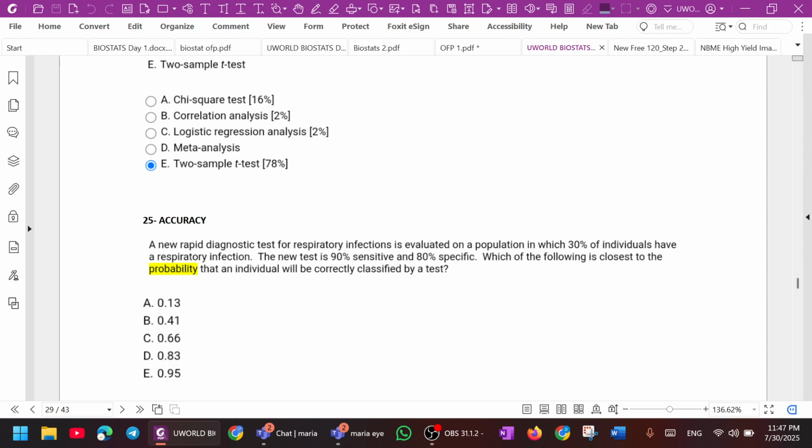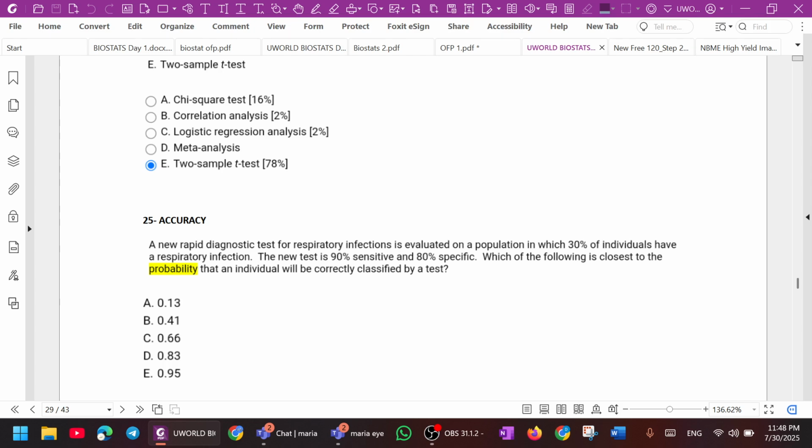Okay. It is true positive plus true negative over all of them: true positive, true negative, false positive, false negative. That's the accuracy. You got it? Yes. So true positive plus true negative divided by all.